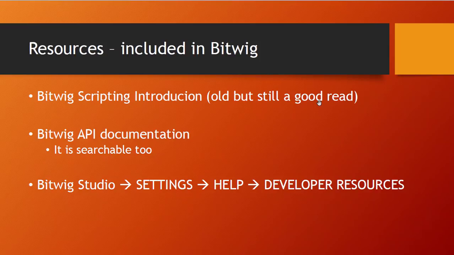And the second thing coming with Bitwig is the full API documentation. I use that word quite a lot. If you have no idea what that means, you are also wrong here. But nevertheless, it's the application programming interface. And a good thing about it is you can also search in it, and you find these two things in the Bitwig help settings under developer resources. And I can also show you that.